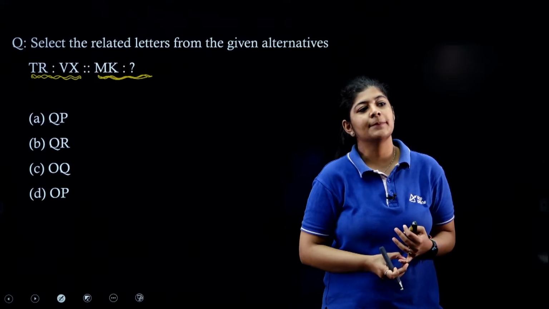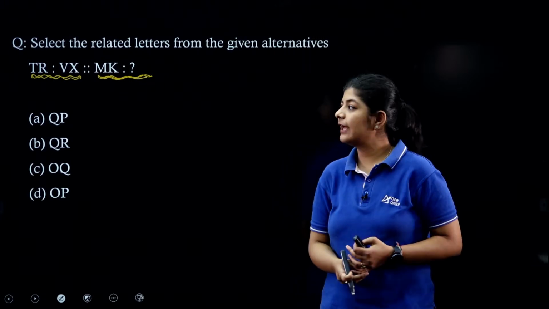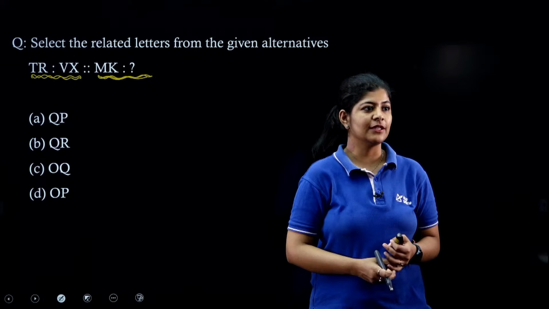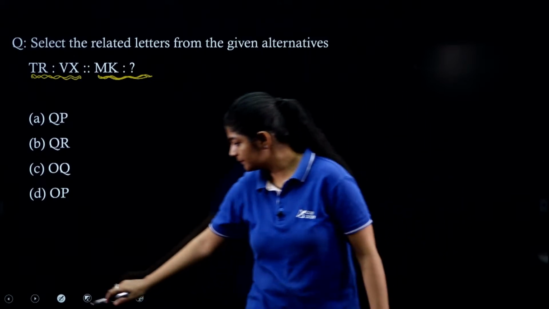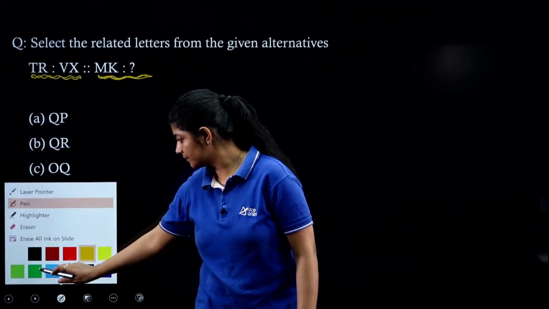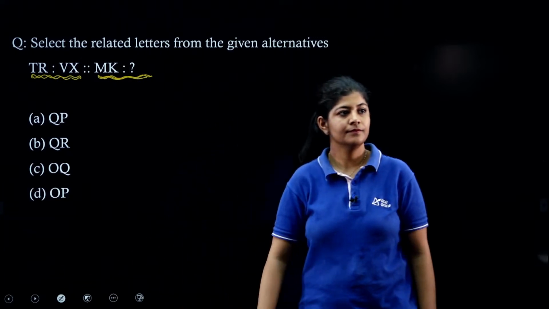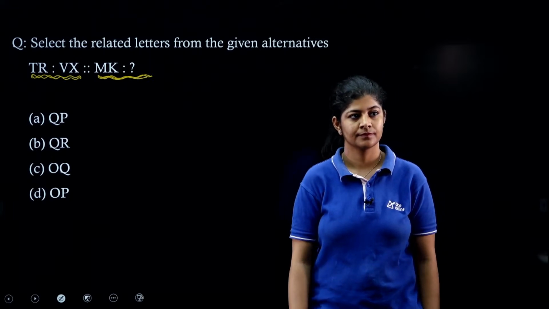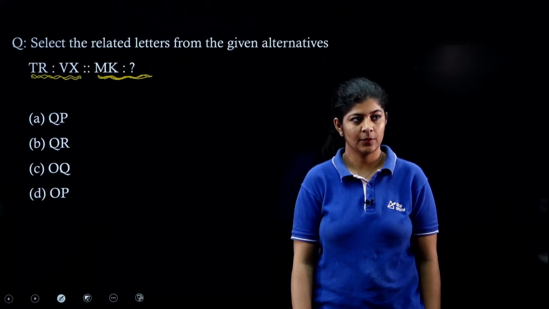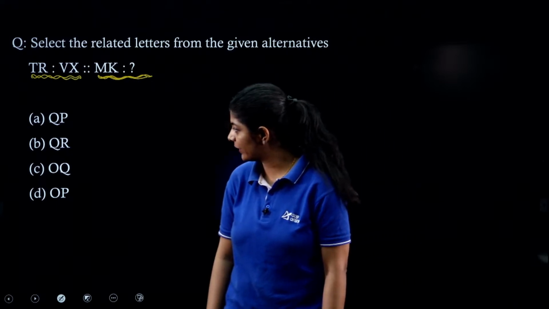You can take the help of the associated numbers that we are having with their alphabets and you can easily determine the correct answer. Okay, Ragla, OQ, that means option number C.